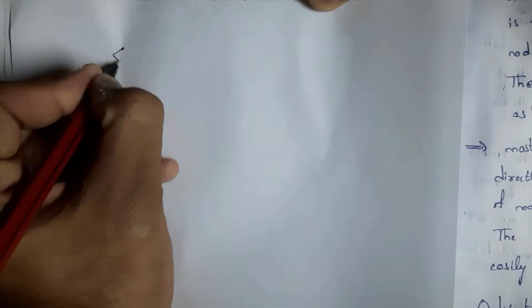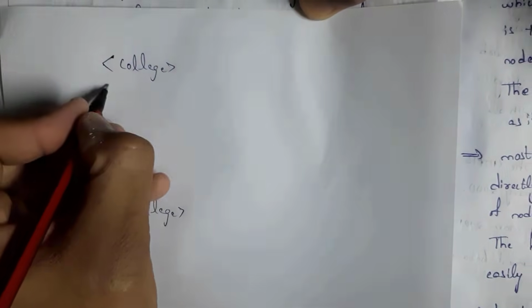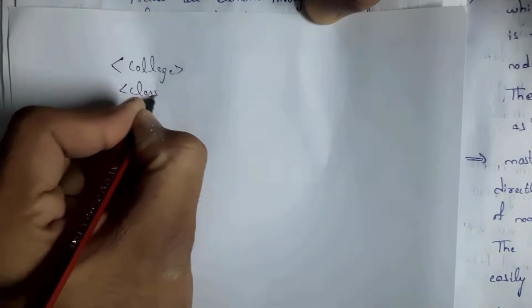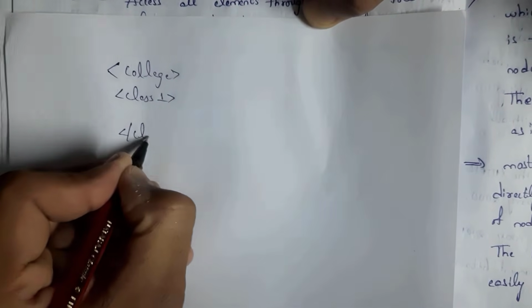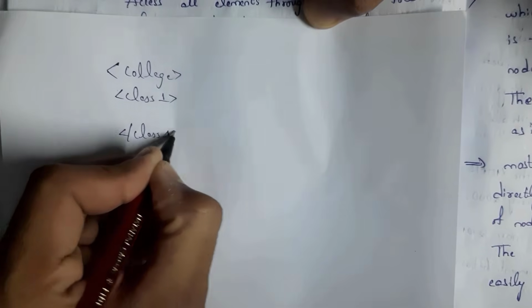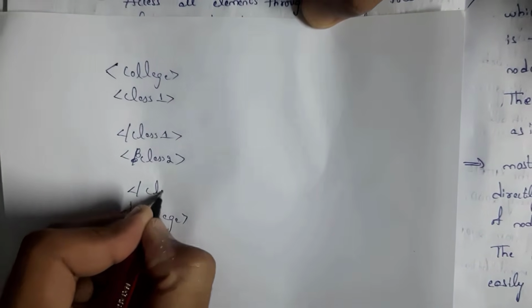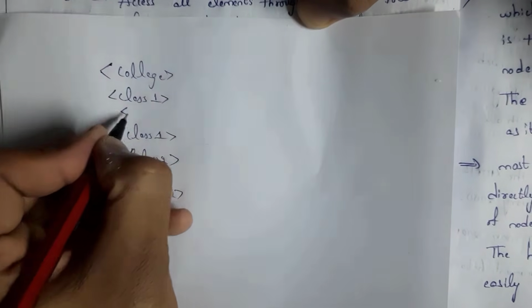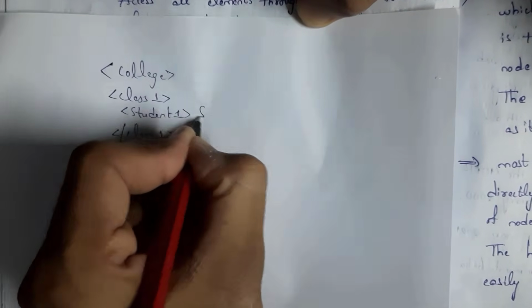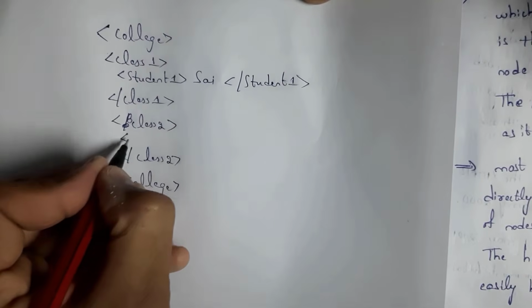I will give one more example of this XML DOM. I took the root element as college. Similarly, we need to close this. Inside college, there is class 1. Similarly, we need to close this class 1. And we need to take class 2, and similarly close this class 2. Inside class 1, there is student 1. His name is Sai. And similarly, inside class 2, there is student 2.